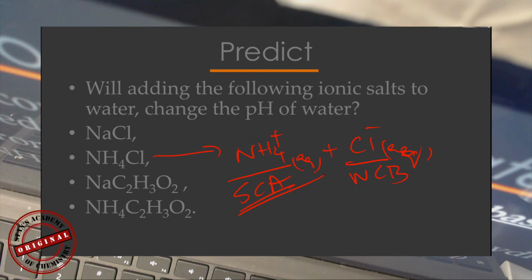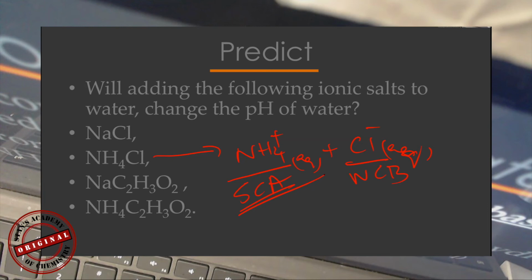If it's a strong conjugate acid, it should or should not undergo hydrolysis. So what would be the answer? Would the pH go up or come down, or would it remain the same? If you can type in your answers. The question is, will the pH go up or come down? The pH will come down because NH4 positive is a strong conjugate acid.